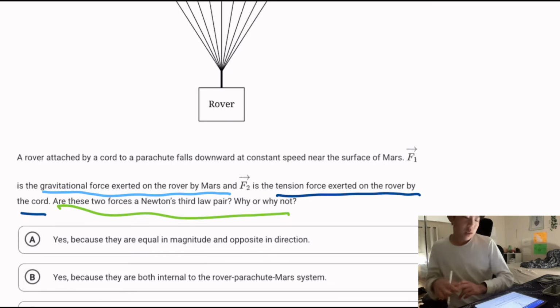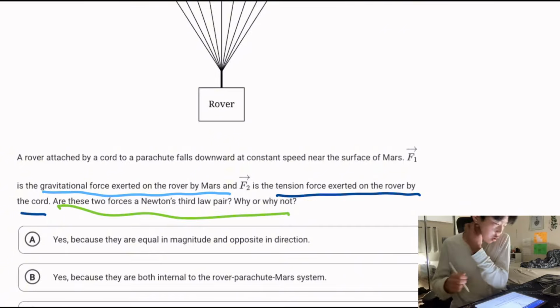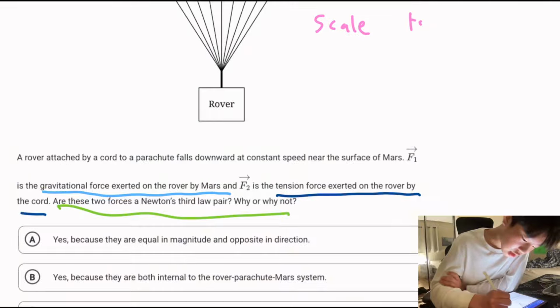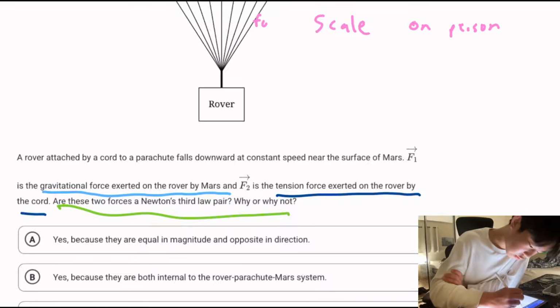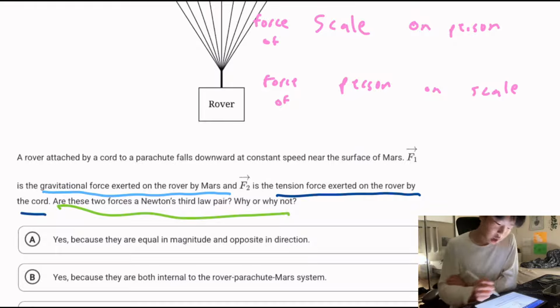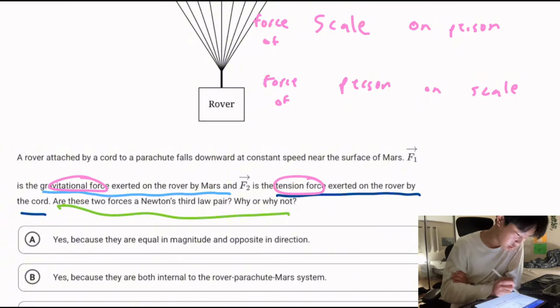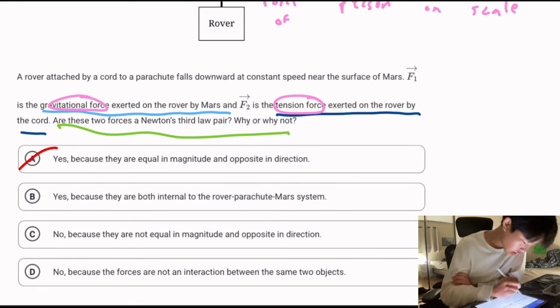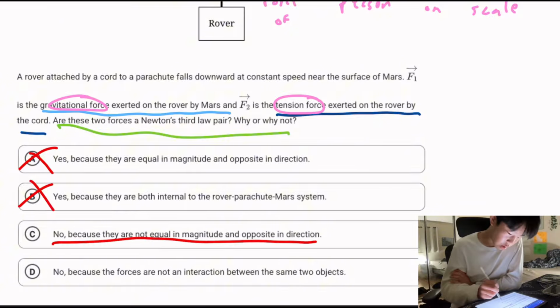Immediately, if you know what a Newton's third law pair looks like, let's go back to the earlier example. I forgot which number, but it looks something like this: force of scale on person, and then force of person on scale. This is what a Newton's third law pair looks like. And what I'm seeing here is that one of them is talking about tension force and one of them is talking about gravitational force. So the answer is no, but which one provides the right justification? This is no because they're not equal in magnitude and opposite in direction.